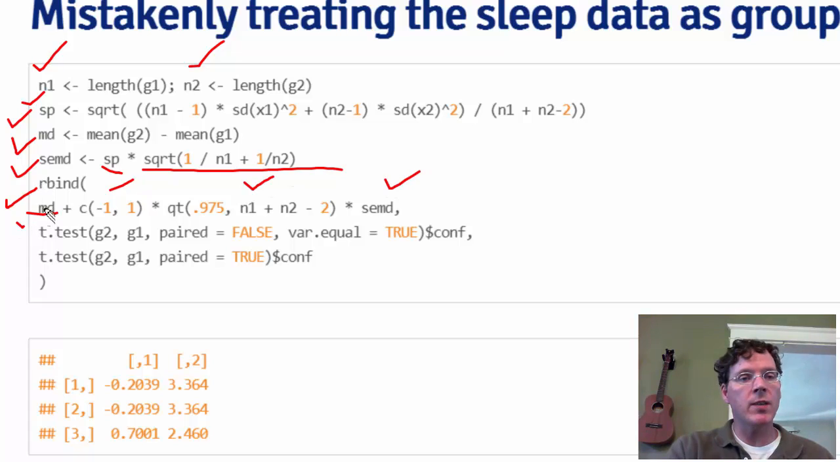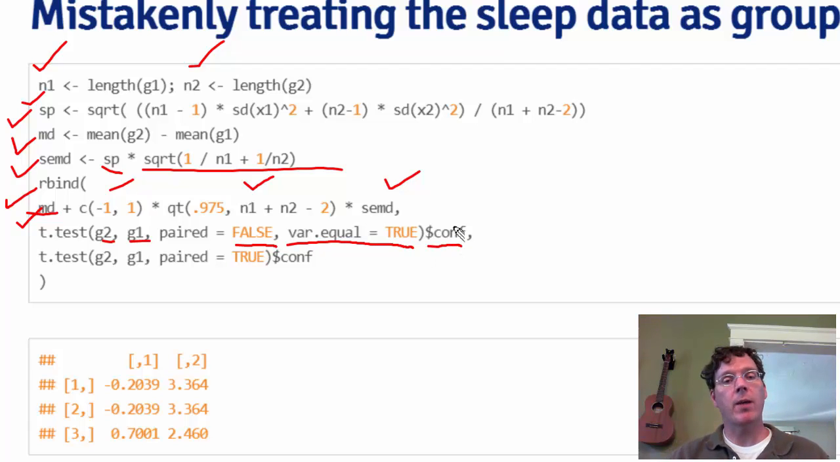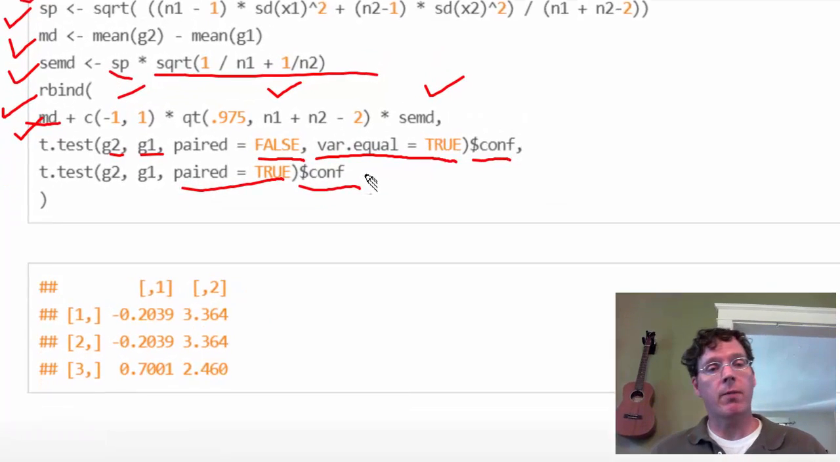And then I do t.test, and I give it the first vector and the second vector. I tell it paired equals false, and then because I want the interval where I'm treating the variance in the two groups as equal, I do var.equal equals true, and then I grab the confidence interval part. And then I want to compare it with the instance where paired equals true, just to remind us that ignoring pairing can really mess things up, and I want to grab the confidence interval.